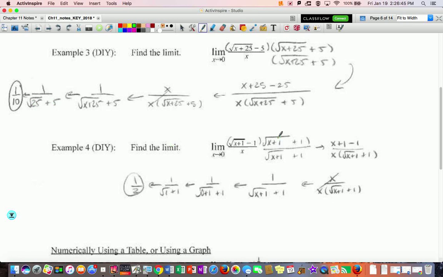Do it one more time. Radical plus 1 on top and the bottom. Multiply this to give you this. The 1's go away, the x's go away, and you have 1 over this radical plus 1. Finally, we can put that 0 in for the x, and you end up with square root of 1 plus 1, or 1/2.